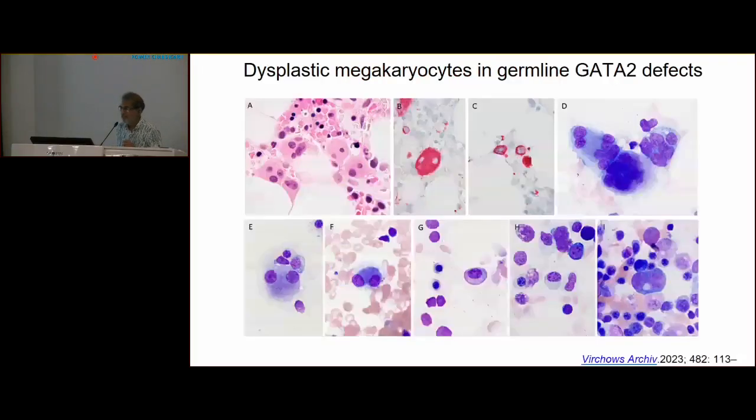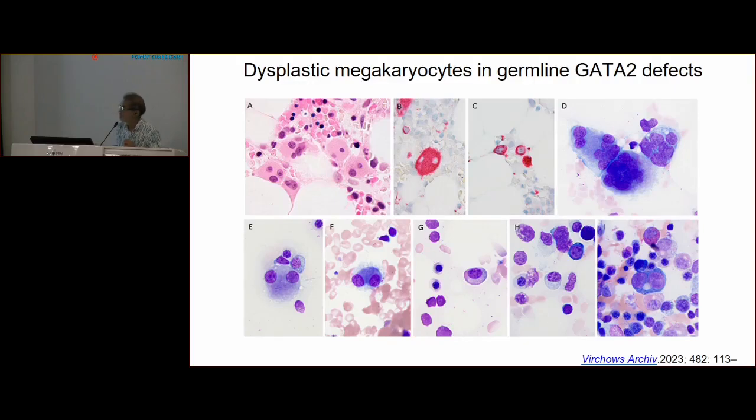The dysplastic megakaryocytes on a bone marrow like this, you've got small megakaryocytes, you've got dispersion of the nuclei. This is CD61. So these abnormal or dysplastic megakaryocytes are usually seen in germline GATA2 defect. The somatic GATA2 defects are associated with malignancy, but with a germline defect you've got a dysplastic megakaryocyte.